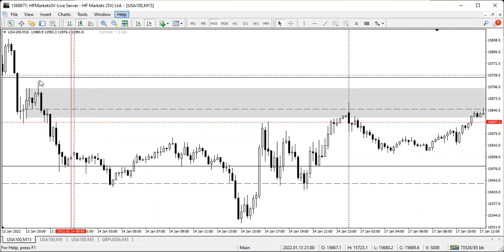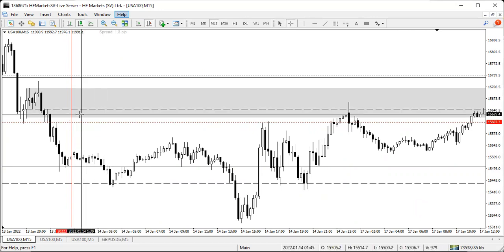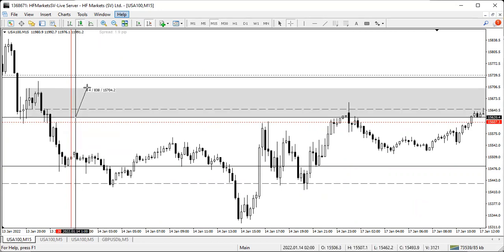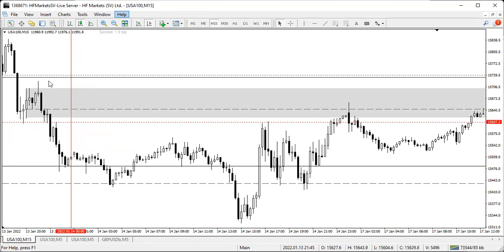Now, if you want to refine again, that's what the lower time frames are for, refining for entry. Here's the order block that we're looking at, all of this gray box here. The range of that is 83 points. There's no way in hell I'm going to go short here with an 83-point stop. So I'd be looking for logical areas inside here to refine my entry.